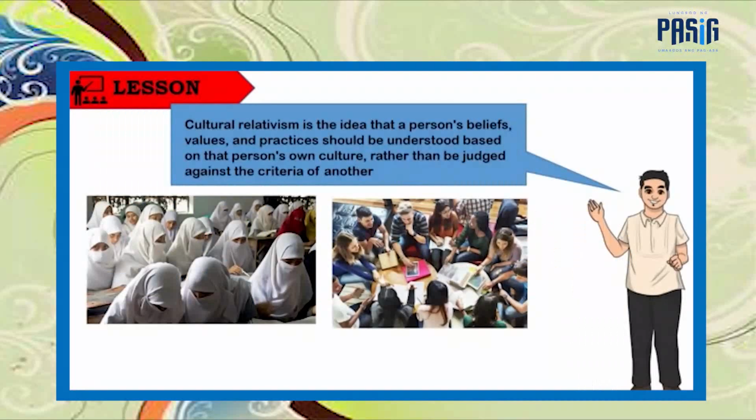For cultural relativists, the values, knowledge, and behavior of people must be understood within their own cultural context. Cultural relativism is the idea that a person's belief, values, and practices should be understood based on that person's own culture rather than be judged against the criteria of another.